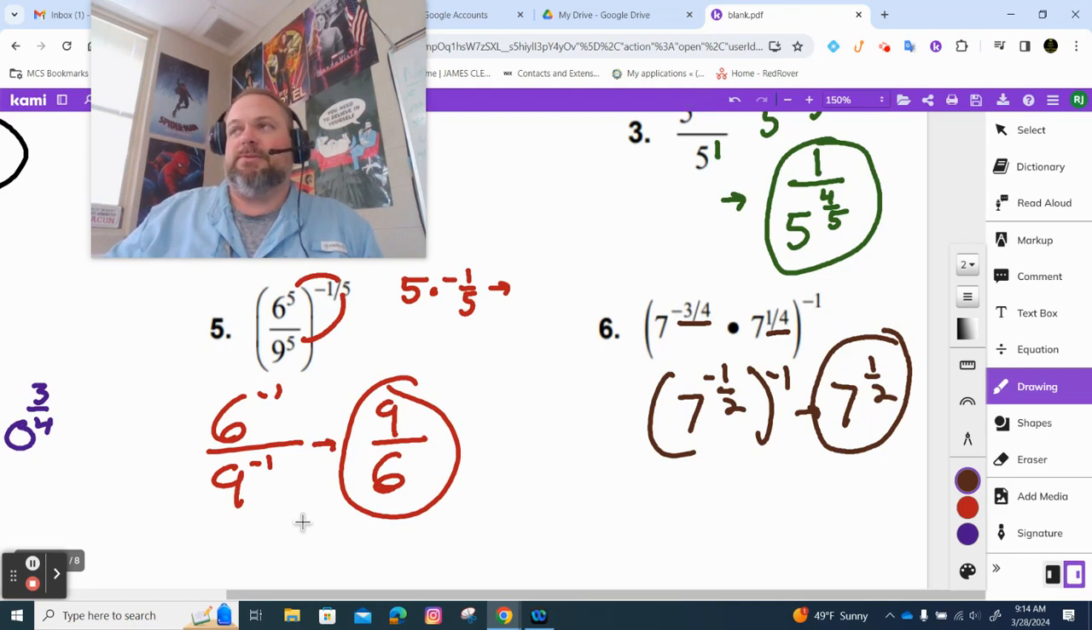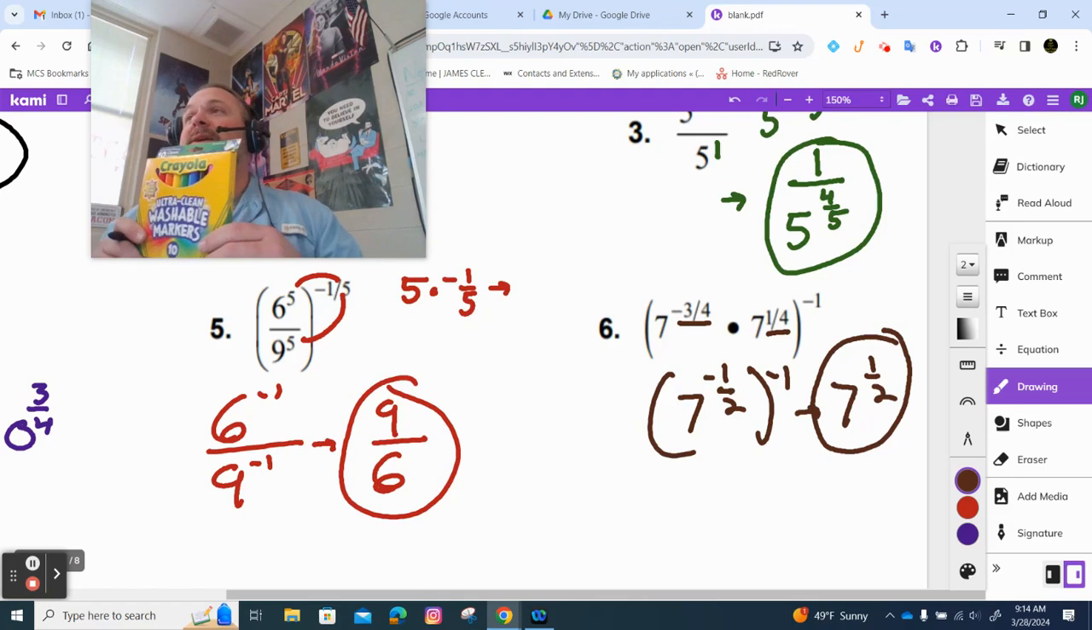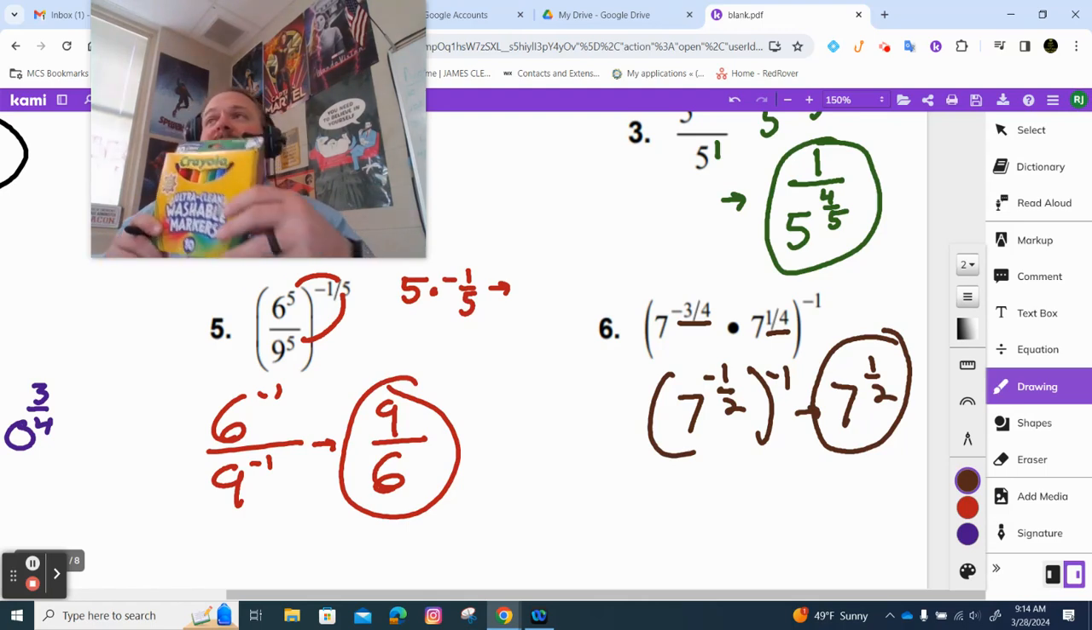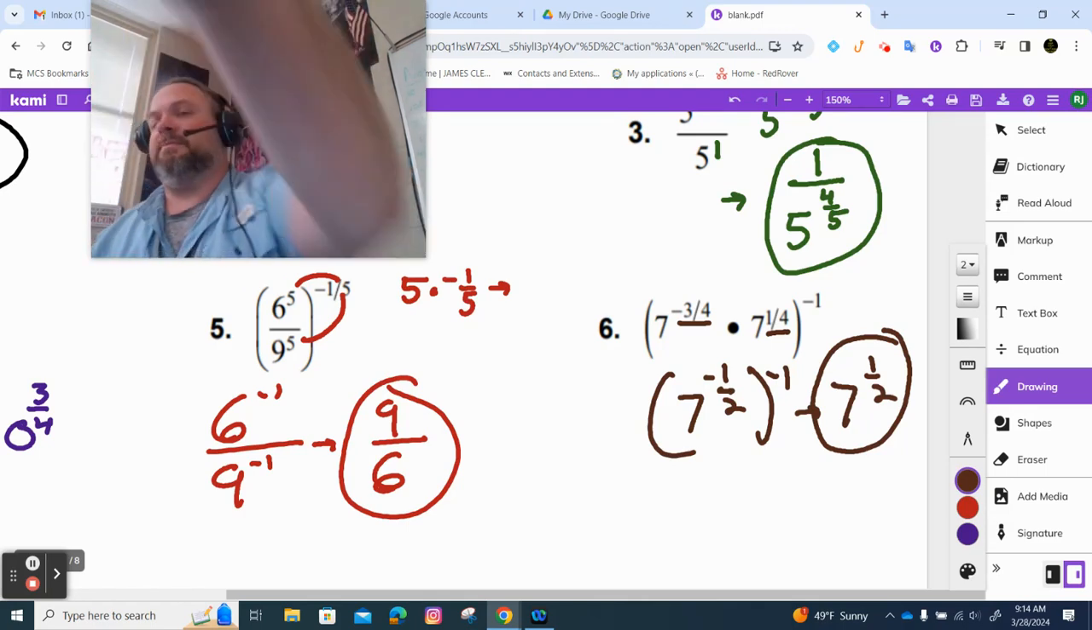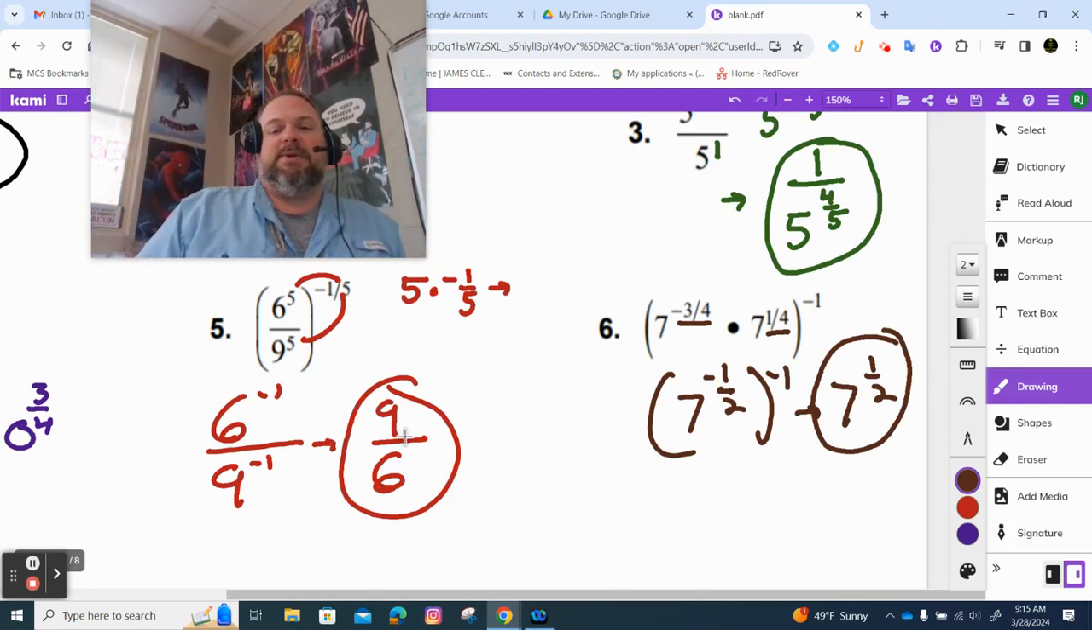Do you need markers? Do you need markers to color your fish? Now, these actually have to be returned to me because I bought these with my own cash monies, not with my state cash monies.